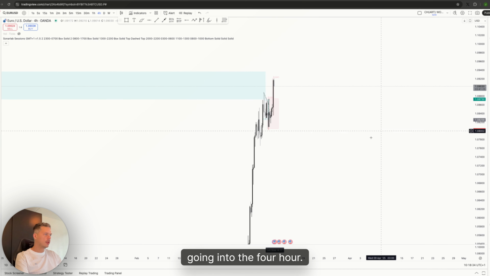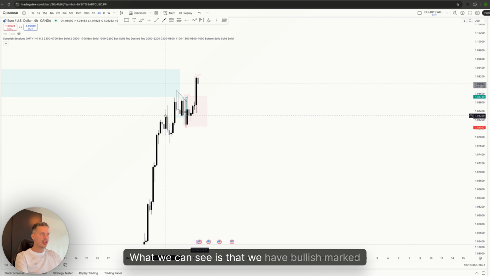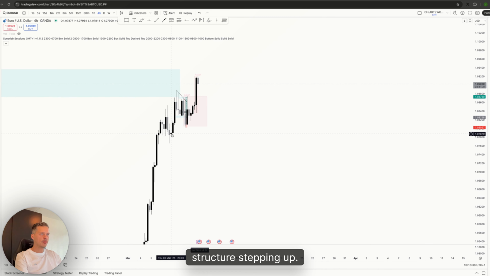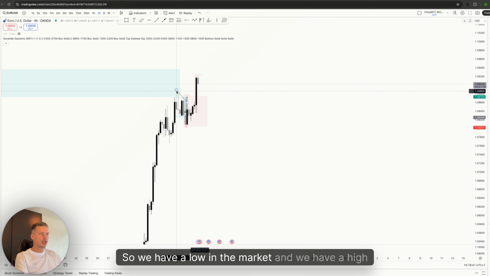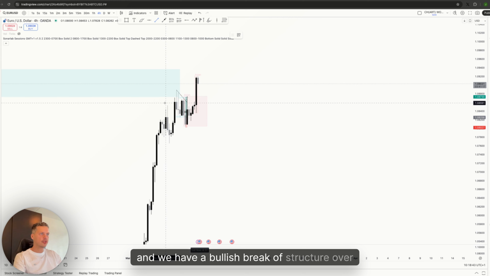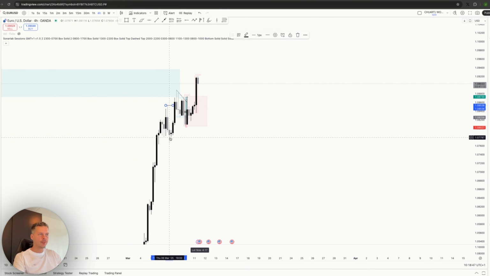Going into the 4 hour, what we can see is that we have bullish market structure stepping up. So we have a low in the market and we have a high and we have a bullish break of structure over here, meaning that our 4 hour range is bullish.